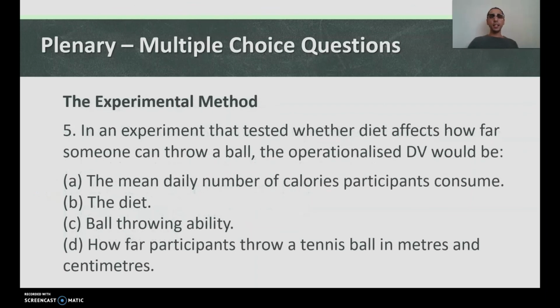Number 5, in an experiment that tested whether diet affects how fast someone can throw a ball, the operationalized DV would be A, the mean daily number of calories participants consumed. B, the diet. C, ball throwing ability. Or D, how far participants throw a tennis ball in meters and centimeters. It should be D. Yes, how far participants throw a tennis ball in meters and centimeters. That's been operationalized, right? So it's how far they can do it. That's the operationalized DV. That's what they're measuring. How far can someone throw the ball?